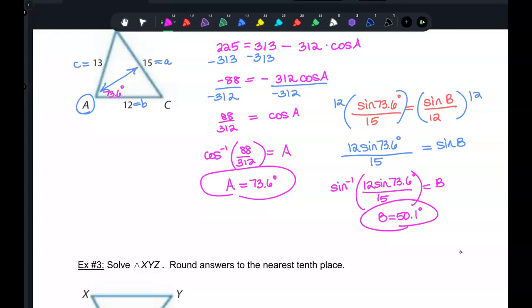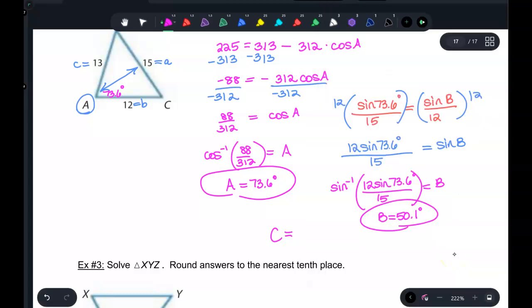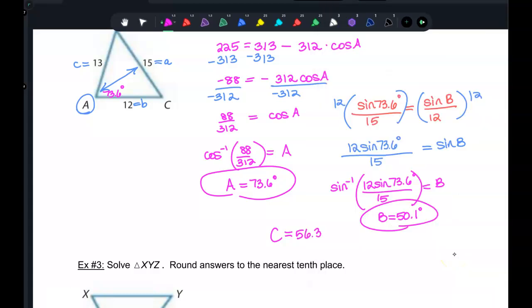Well, now that I have angle A and angle B, C is easy to find because we know all three angles have to add up to 180. So if I just do 180 minus 73.6 minus 50.1, I will get 56.3 degrees.